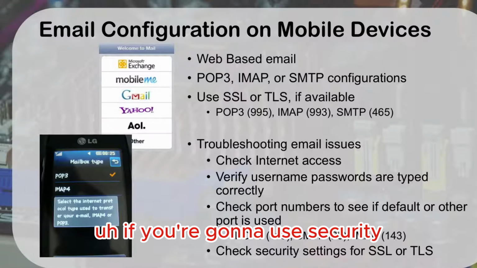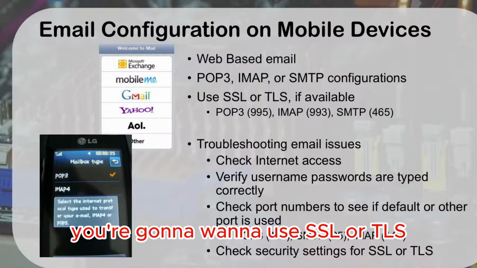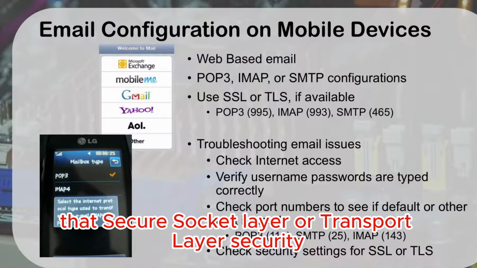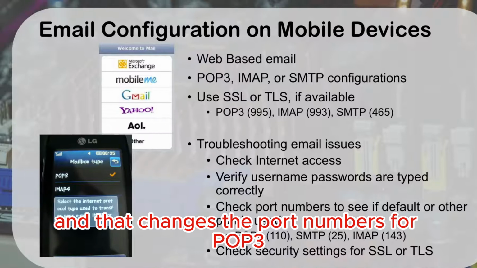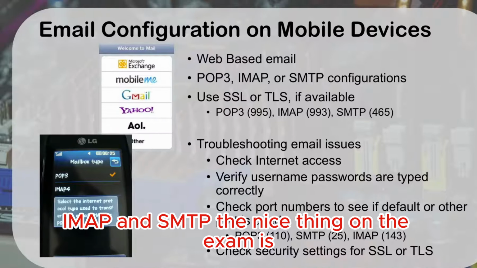If you're going to use security, you're going to want to use SSL or TLS. That's Secure Socket Layer or Transport Layer Security. We talked about those back in the networking lesson. And that changes the port numbers for POP3, IMAP, and SMTP.